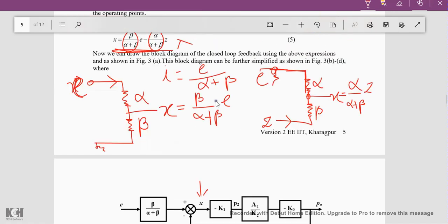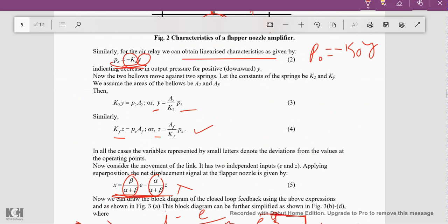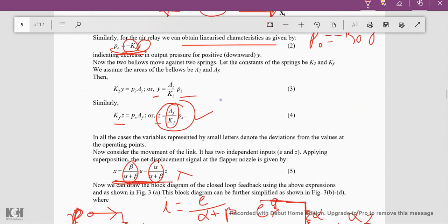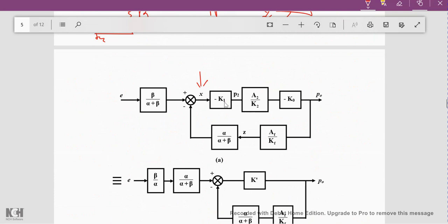Now what is Z? If you see the expression for Z here, Z is nothing but AF divided by KF times P naught. So it is the feedback value. Where is P naught available? At the final output value. Do not bother about these expressions right now. From here P naught is obtained, and it is multiplied by one term AF divided by KF. So let us take that gain AF divided by KF, and we get the output Z. Now this Z is multiplied by alpha divided by alpha plus beta, and this signal and this signal together will give us X. So that is how X is obtained here.